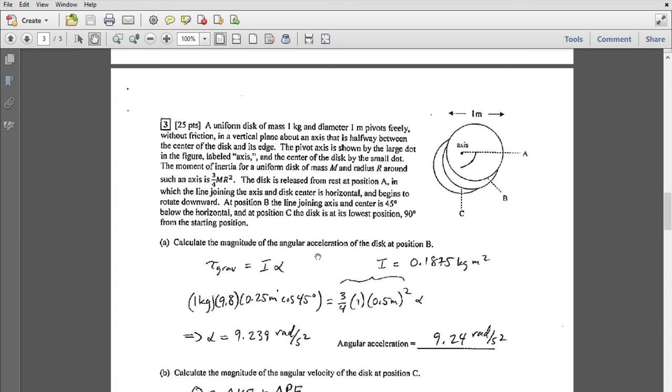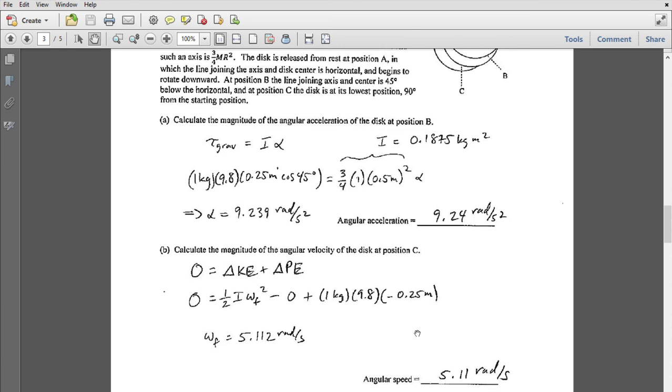So torque net equals I alpha, and the only force contributing a torque in this case is the gravitational torque. It has a mass of 1 kilogram, so there's the weight, and the moment arm, the distance from the line that contains that gravitational force vector to the axis of rotation, is 0.25 meters times the cosine of 45 degrees. So that's torque net. We're given the formula for I, so that's 3/4 times m times r squared, r is half a meter, times alpha. So we just solve for alpha in there.